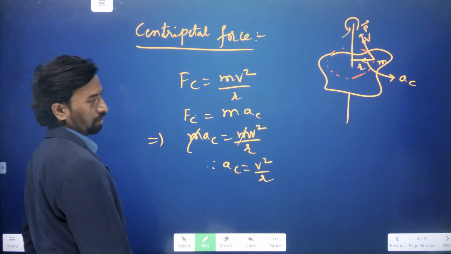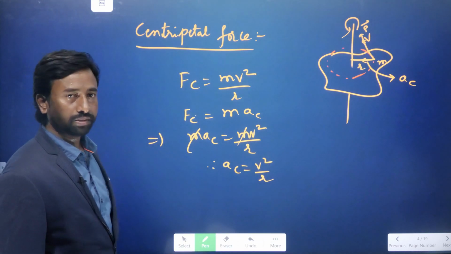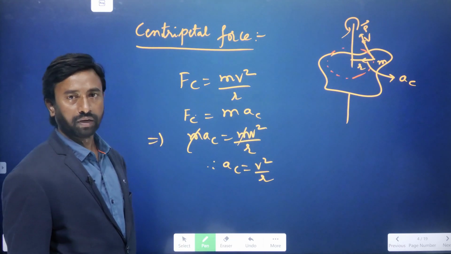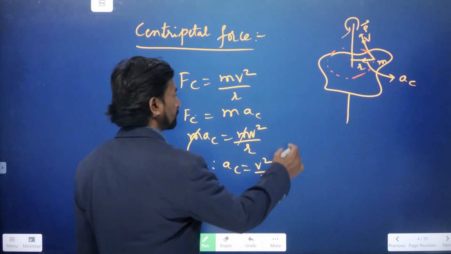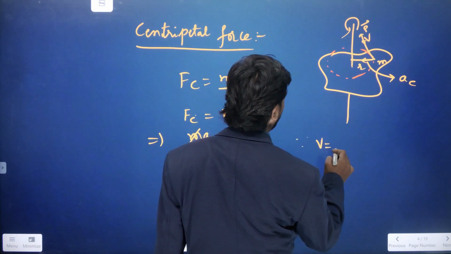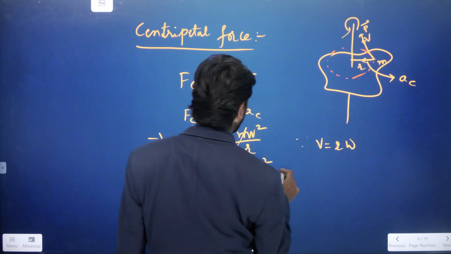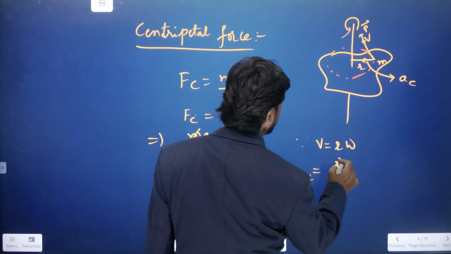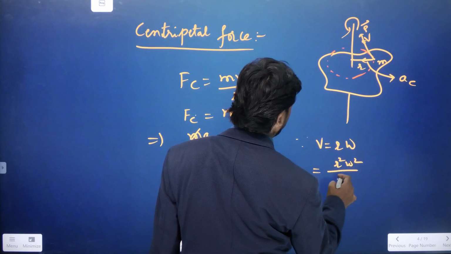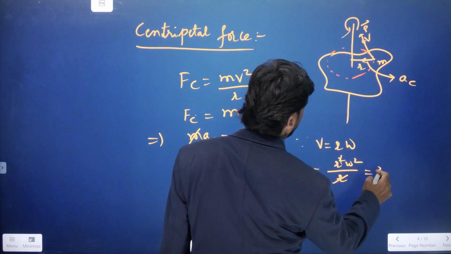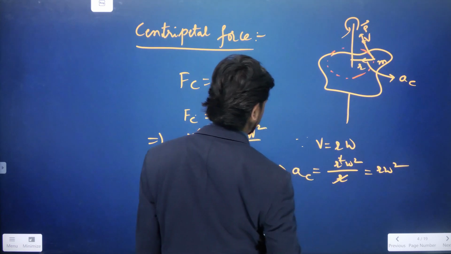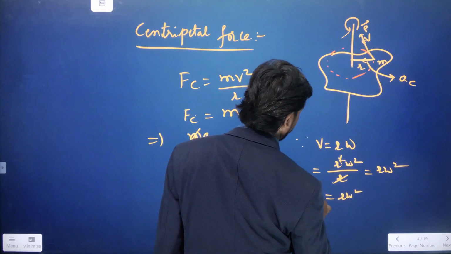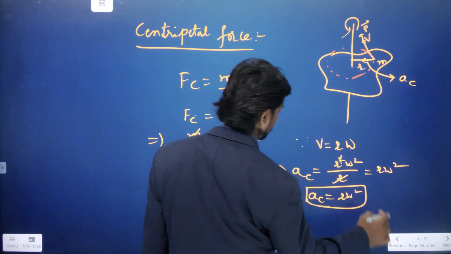We saw in the first class that there is a relation between the linear velocity and the angular velocity. What is that relation? v is equal to r omega. Now substituting, the centripetal acceleration is r square omega square divided by r. So r will cancel, leaving r omega square. Therefore a_c is equal to r omega square.